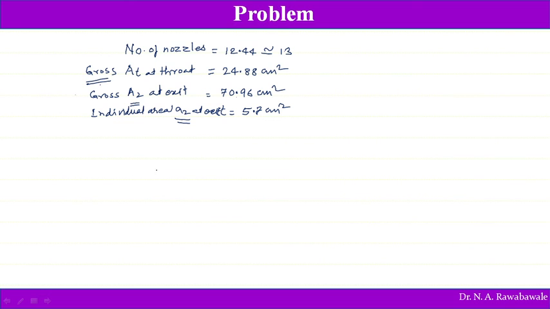With this I can conclude that the chapter on flow of steam through nozzles is covered. Now in the next class we will start with the next new unit.